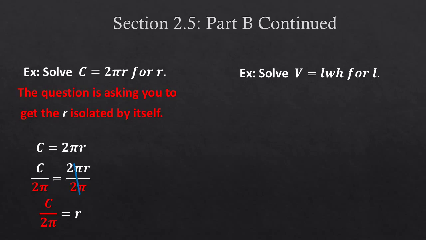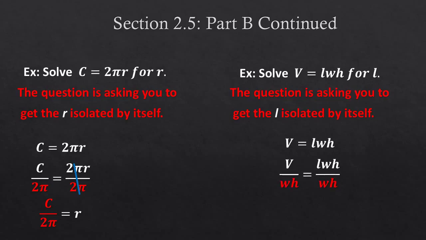Solve for L in the formula V equals LWH. In order to do this, the WH needs to be removed. To do so, we'll use the division property, dividing both sides by WH, which means on the right-hand side, the WH is canceled, leaving the L by itself, equaling V over WH.